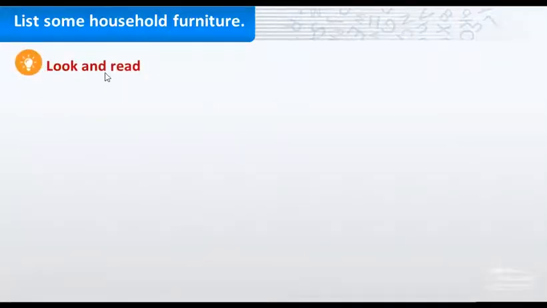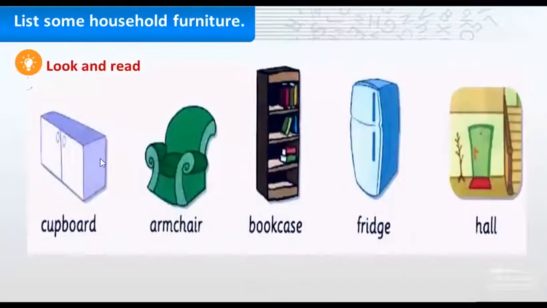Look and read. Cupboard. Armchair. Bookcase. Fridge. Hall.